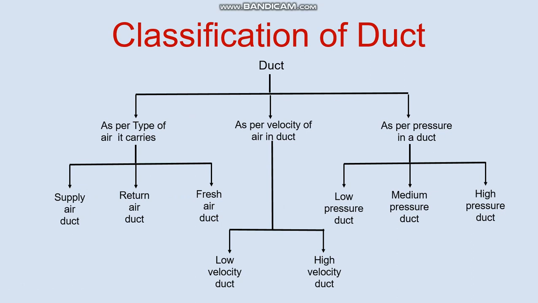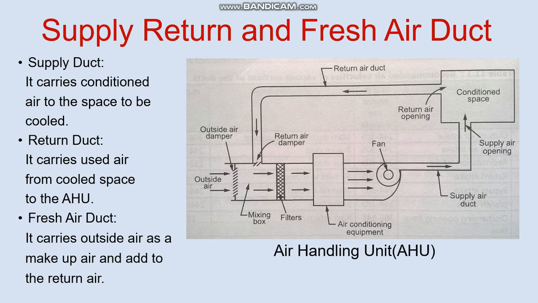Ducts are classified into different categories. As per the type of air they carry, they are classified as supply, return and fresh air duct. As per the velocity of air in the duct, they are classified as low and high velocity duct. As per the pressure in a duct, ducts are classified as low, medium and high pressure duct. Let us see in detail.